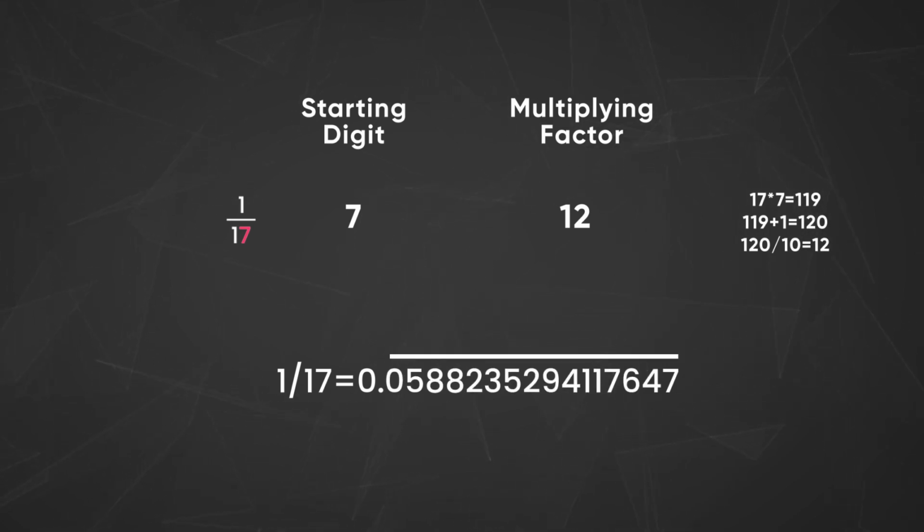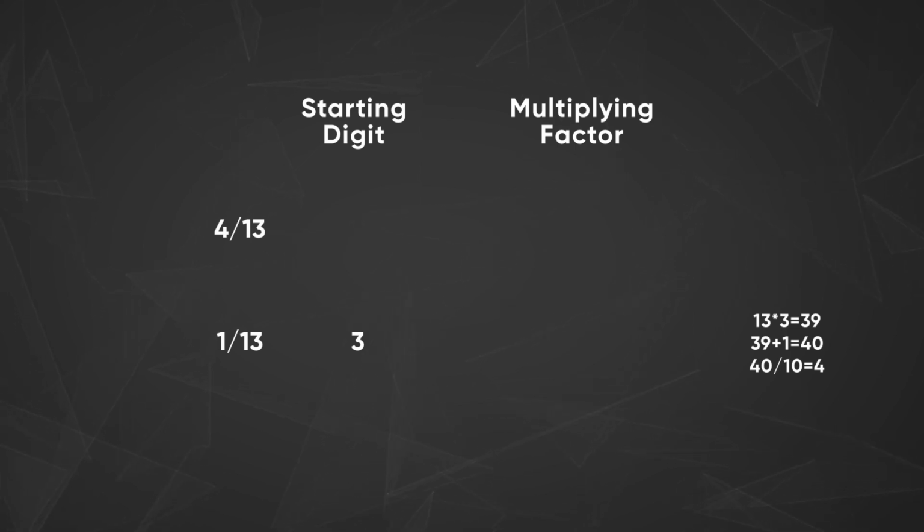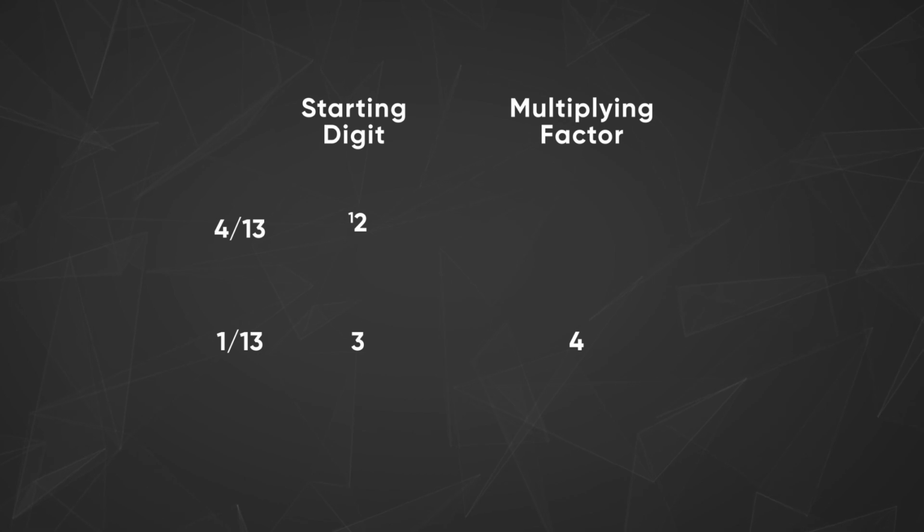Let's take another example where the numerator is not 1. Consider 4 by 13. For 1 by 13, the starting digit would be 3 and the multiplying factor would be 4. For 4 by 13, the starting digit would be 3 times 4, which is 12, with the carryover 1 and the same multiplying factor which was there for 1 by 13, namely 4.